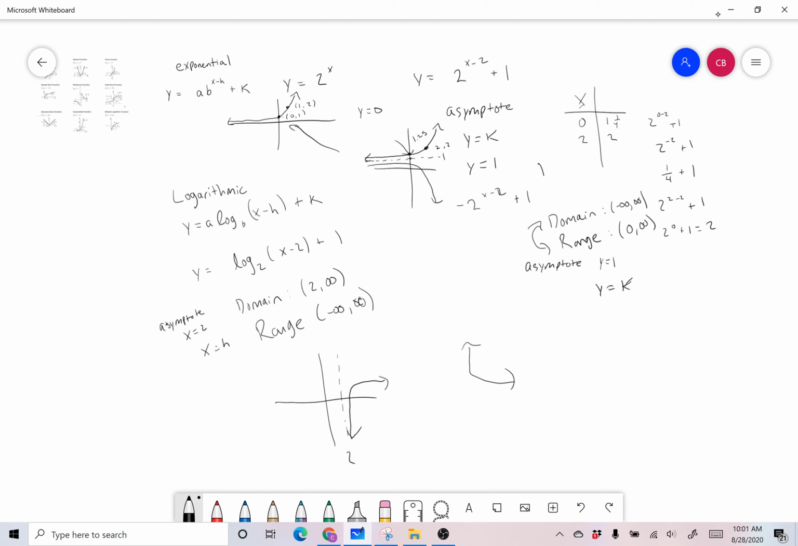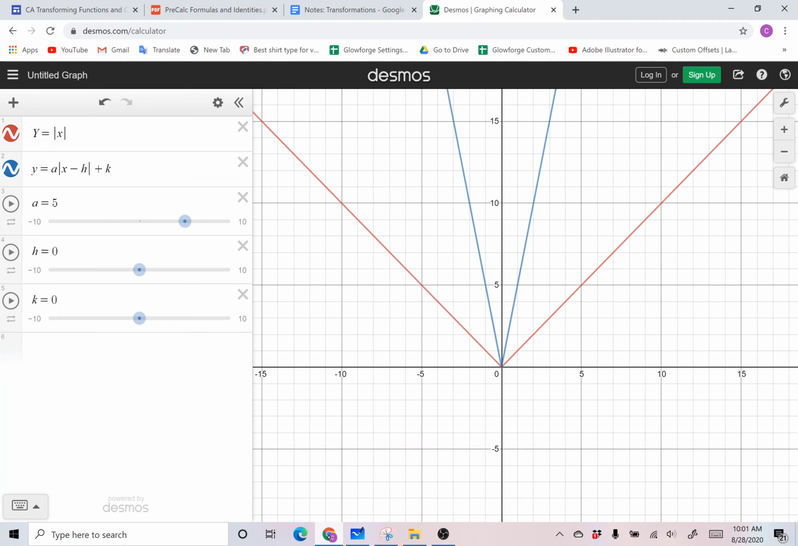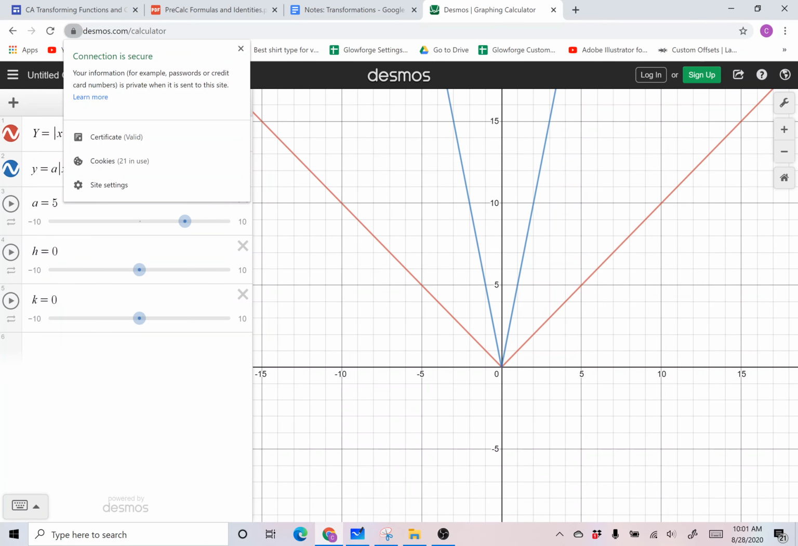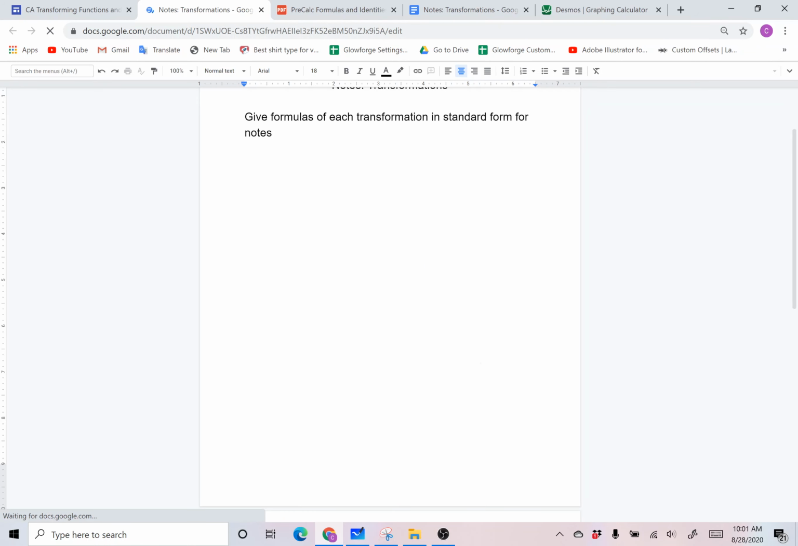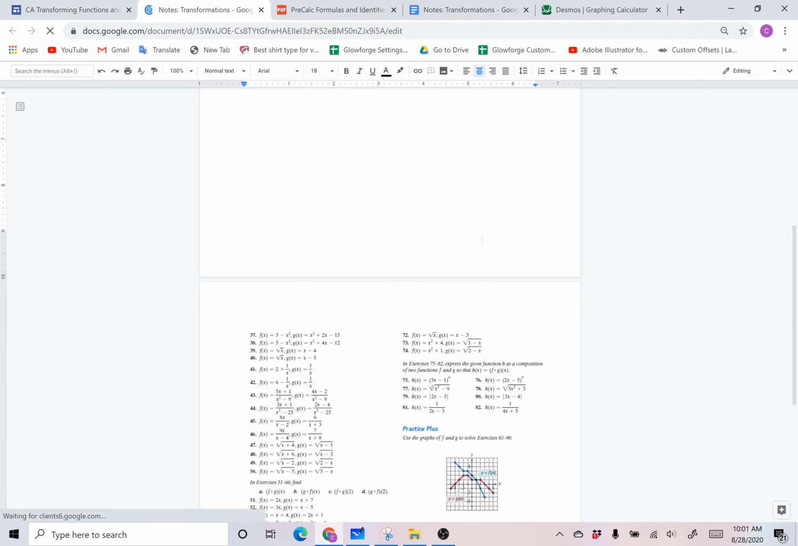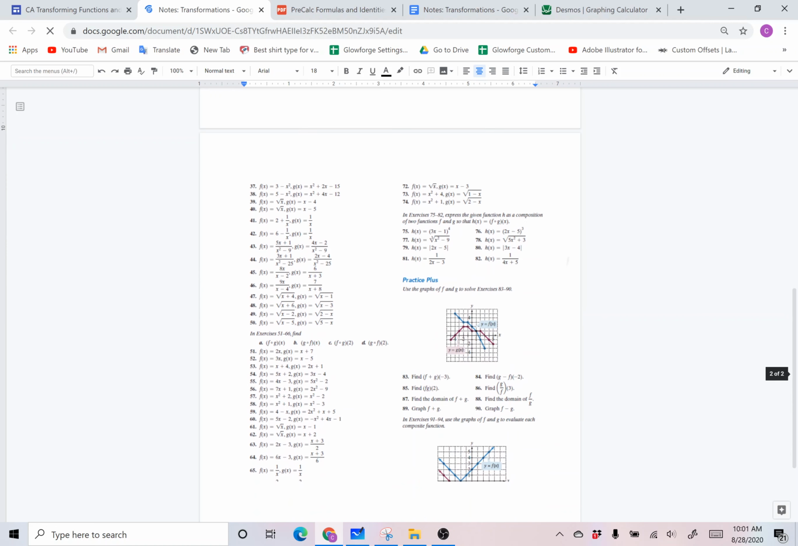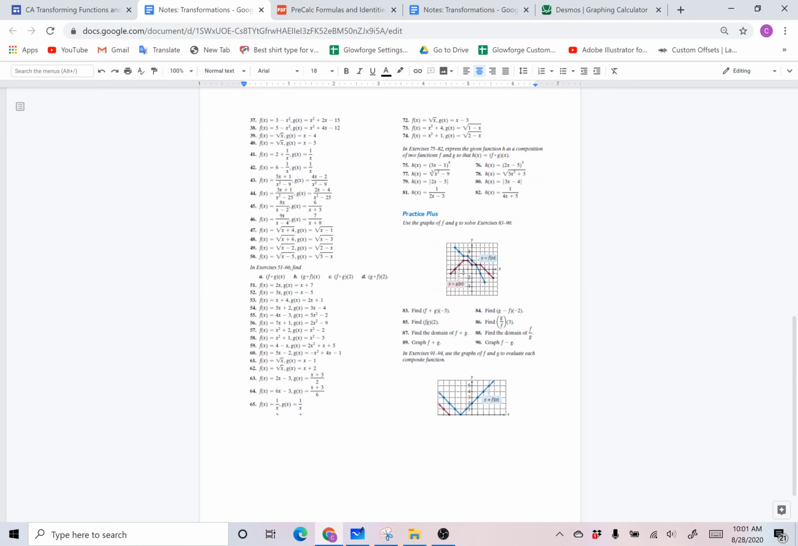Make sure you guys practice this on ALEKS. There should be plenty of examples. I do know the following. If you go to my website, there is student practice for this one. So you can see the... is it in the notes? Yeah, I think it is. So if you go here, it says give formulas. That's what we've just done. And you can kind of look at these and you can see transformations.